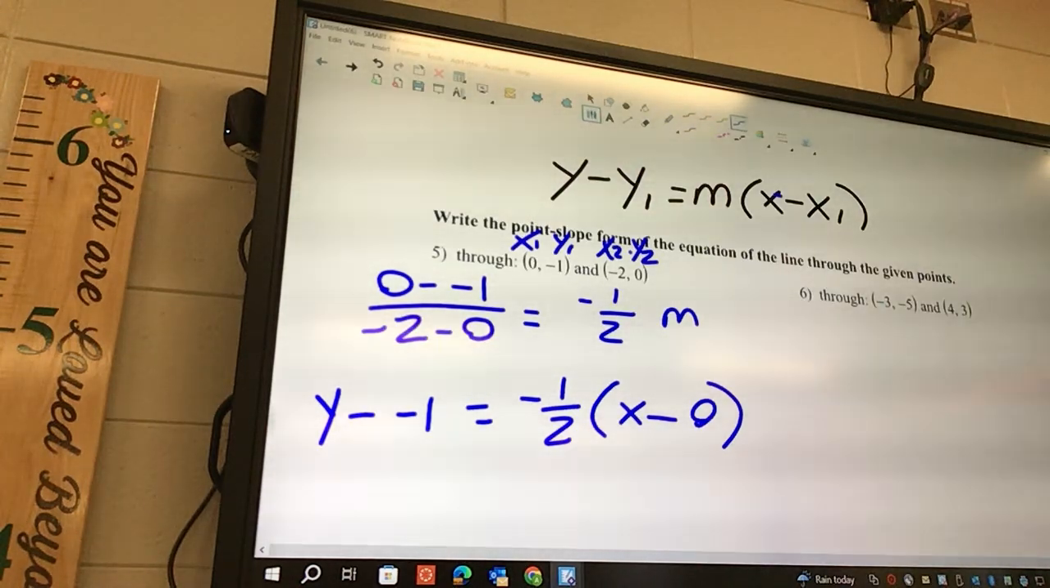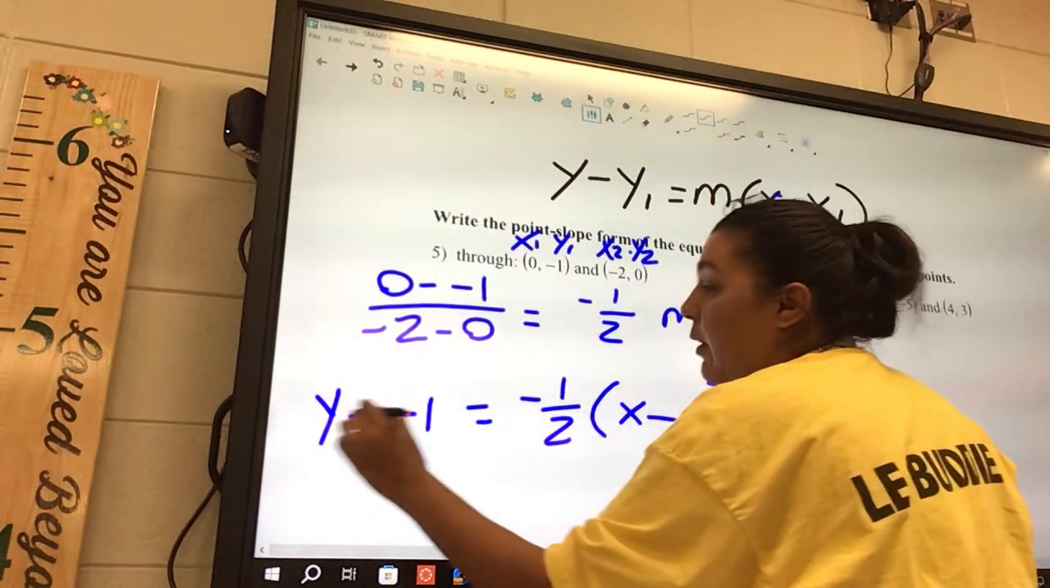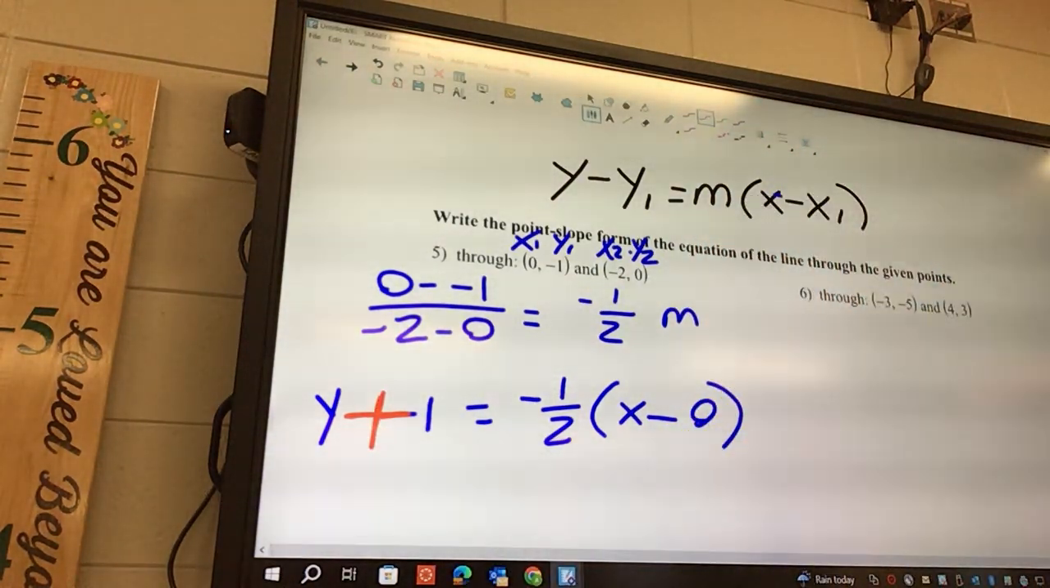You gotta make it positive. We gotta make a positive, okay? Remember, if we have a minus minus, that's gotta be turned into a plus right here. So it should be really y plus 1.